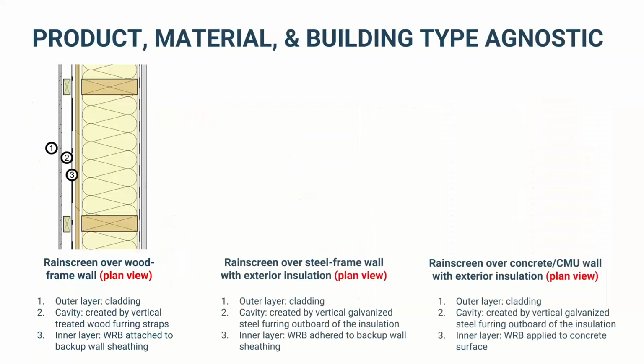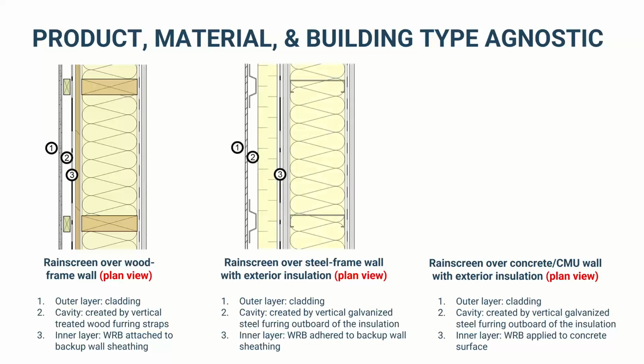There's a ton of different ways to do it. It's product, material, and building type agnostic. You can do it with any type of building. We just showed the wood framed example. This is Rainscreen over a steel framed wall. In this case we're adding exterior insulation to meet the energy code requirements. Typically with steel framed walls, you're going to be adding exterior insulation. But again, you've got those same three components: the outer layer, the inner layer, and that airspace in between.